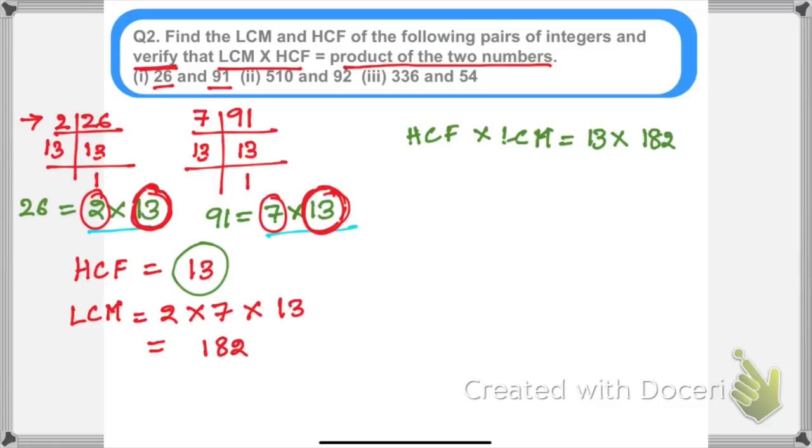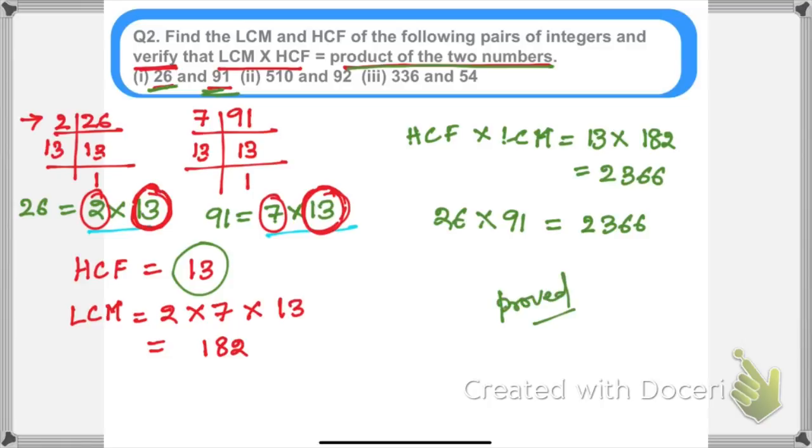That will give you the result as 2366. And in the RHS we have the product of numbers, that means the numbers are 26 and 91. So 26 into 91 will also give you the product as 2366. Therefore you can write here LCM into HCF is equal to product of two numbers. That is proved. Right? Now moving on to the next question.